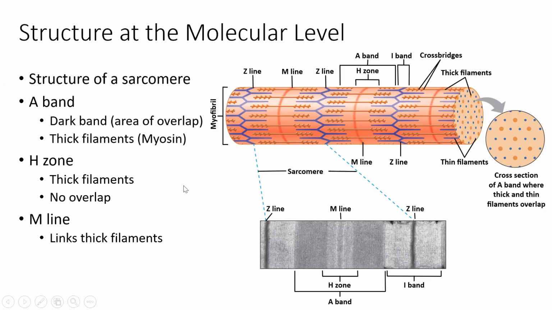If we look at the very center of the sarcomere, this is where we have only thick filaments, so there's no overlap here.